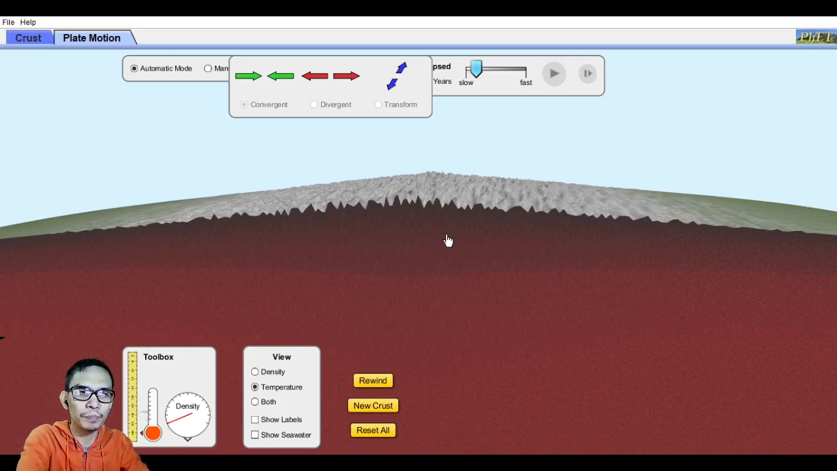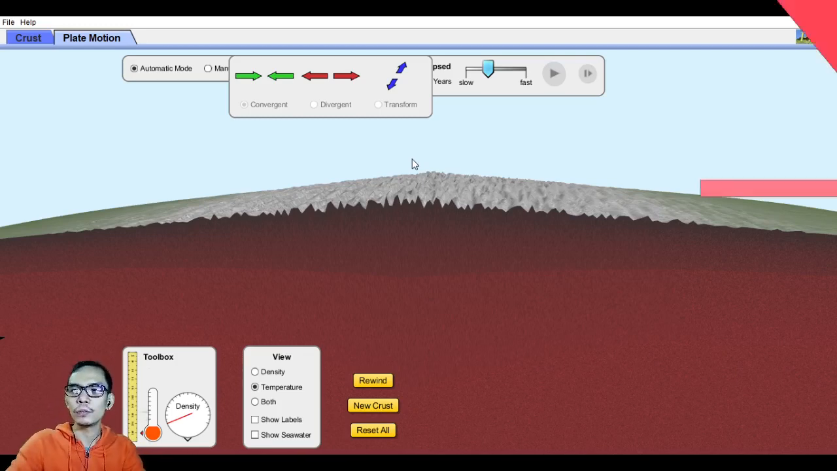As you can see here, it now forms the mountain ranges that we know earlier, which is called the Himalayan mountain range, when the two continental crusts collide. Probably this is the Eurasian plate and this is the Indian plate. When they collide, they form this mountain range at the middle. So that is the continent-to-continent collision. And take note, when these two continental crusts collide, it forms mountain ranges.